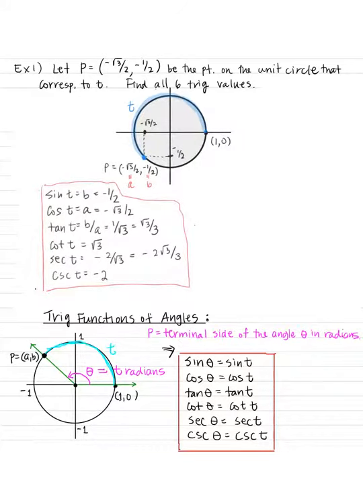Okay, so the next topic is trig function of angles. So basically I'm drawing the same picture as before. Now the only difference is that I'm going to introduce a theta from the initial side to the terminal side, as we always do. And point P is the terminal side of the angle theta in radians. Okay, so in that case, sine of theta is going to be sine of t, cosine theta is cosine t, and so forth.